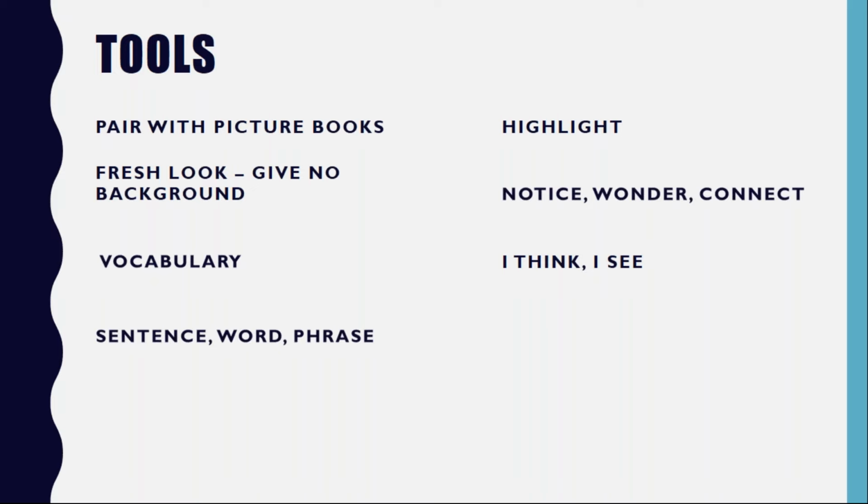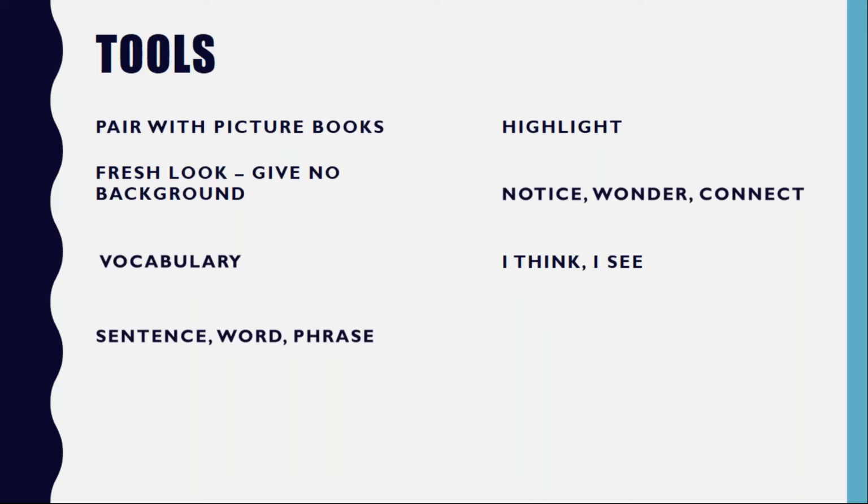Oh, I skipped one on here. So sentence, word, or phrase, as we said, with the highlighting, I talked about those just right at the beginning. And then notice, wonder, connect. So they find things that they notice that are interesting first. Then they're going to write some things or discover things that they question about, wonder about, and then connect that information to things that they already know. Then they can also do I think, I wonder.